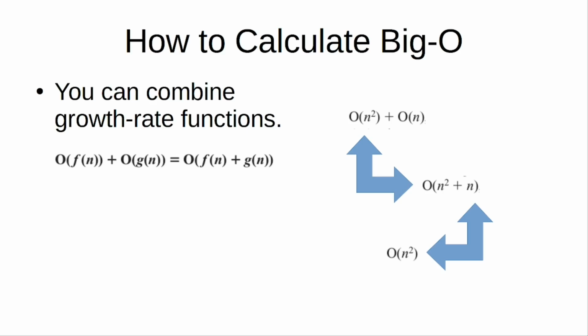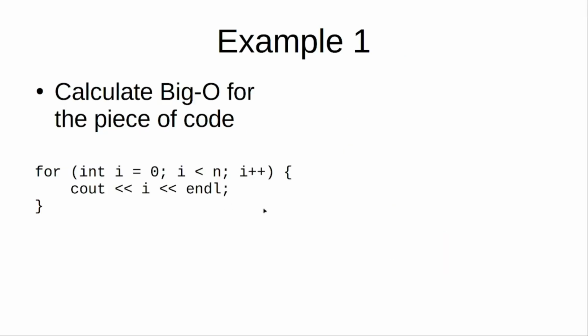And combining lets us model complex behaviors more realistically than to just simplify them for clarity. All right, so now we're going to go over some examples and we're going to use some of the rules and some of the information from the previous slides. So in example 1, calculate big O for the piece of code. We have a for loop, int i equals 0, i less than n, i plus plus, and then during that loop, we're going to output i to the console, and that's it.